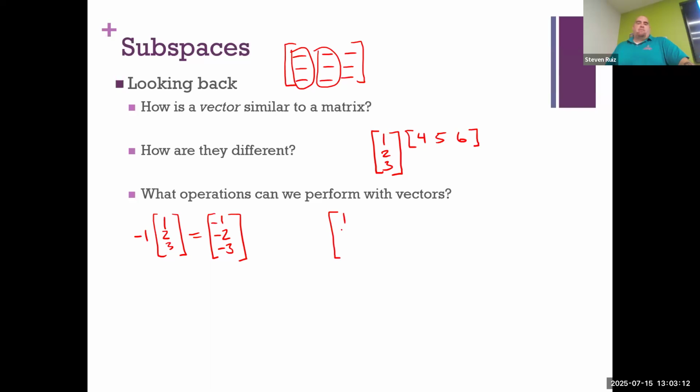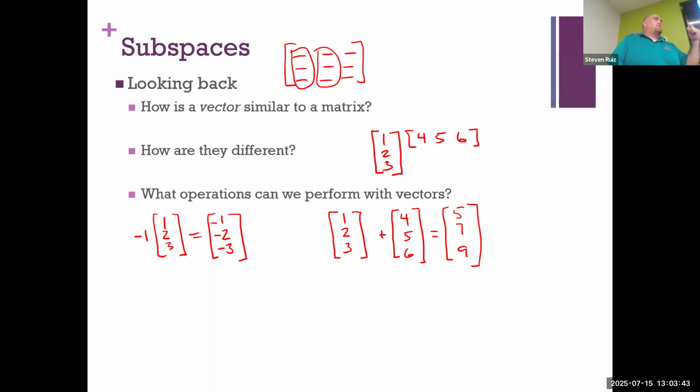Go ahead. What's that? You can add them together, provided that what's true? What about the dimensions? Got it. So they have to have the same order, same dimensions. And if they do, how do you add them? Yeah, entry by entry. So 5, 7. So we've got vector multiplication, scalar multiplication, vector addition. Is there anything else we've done, or is that about it?